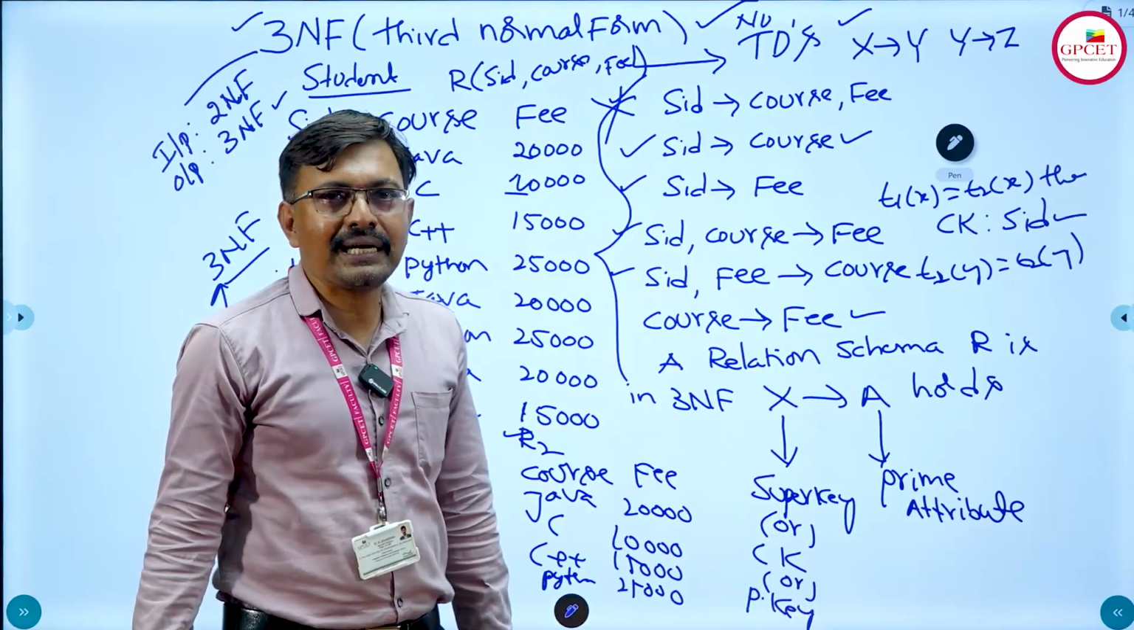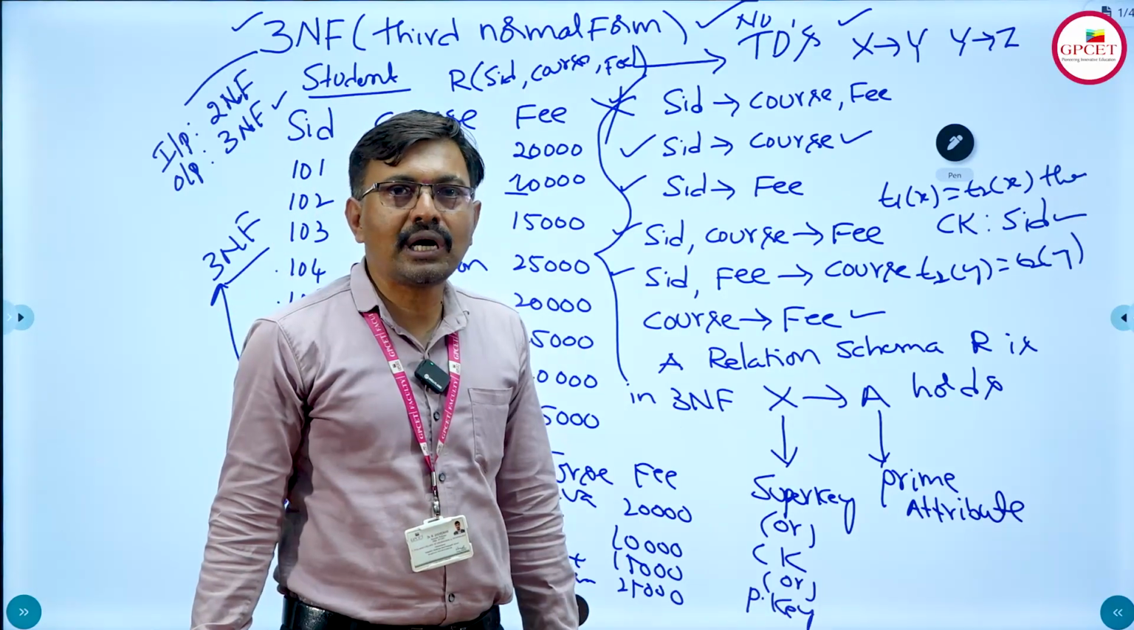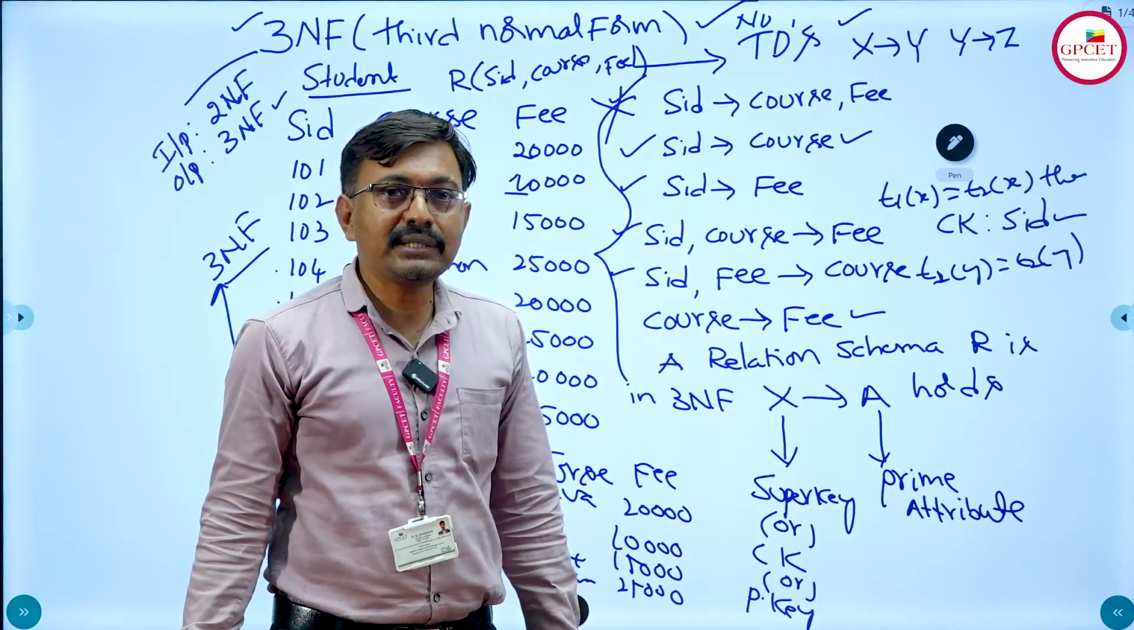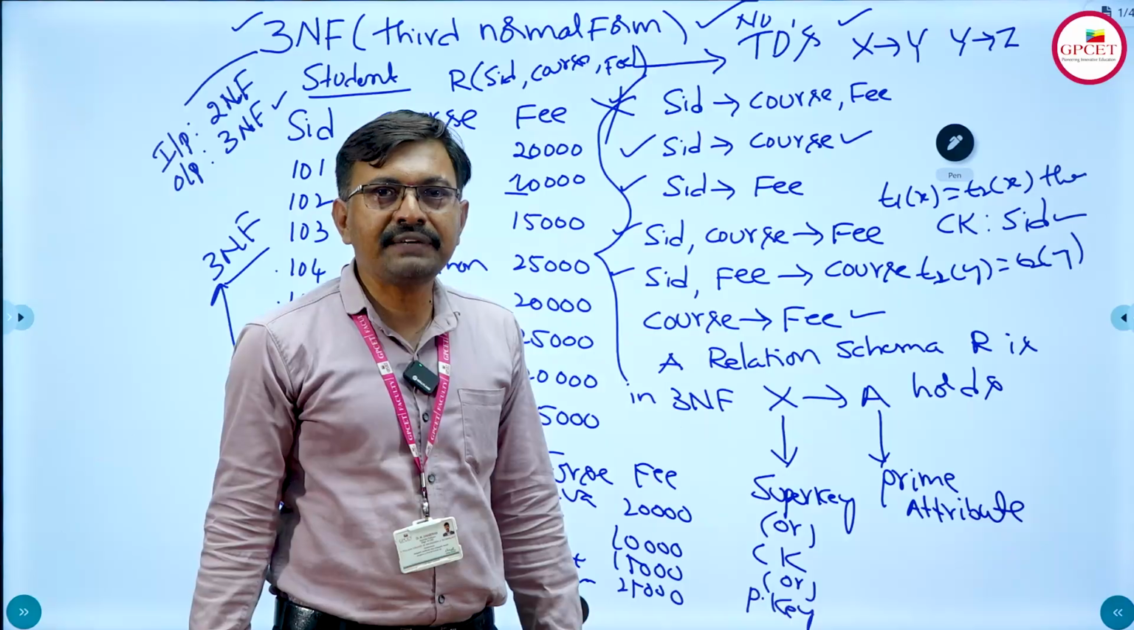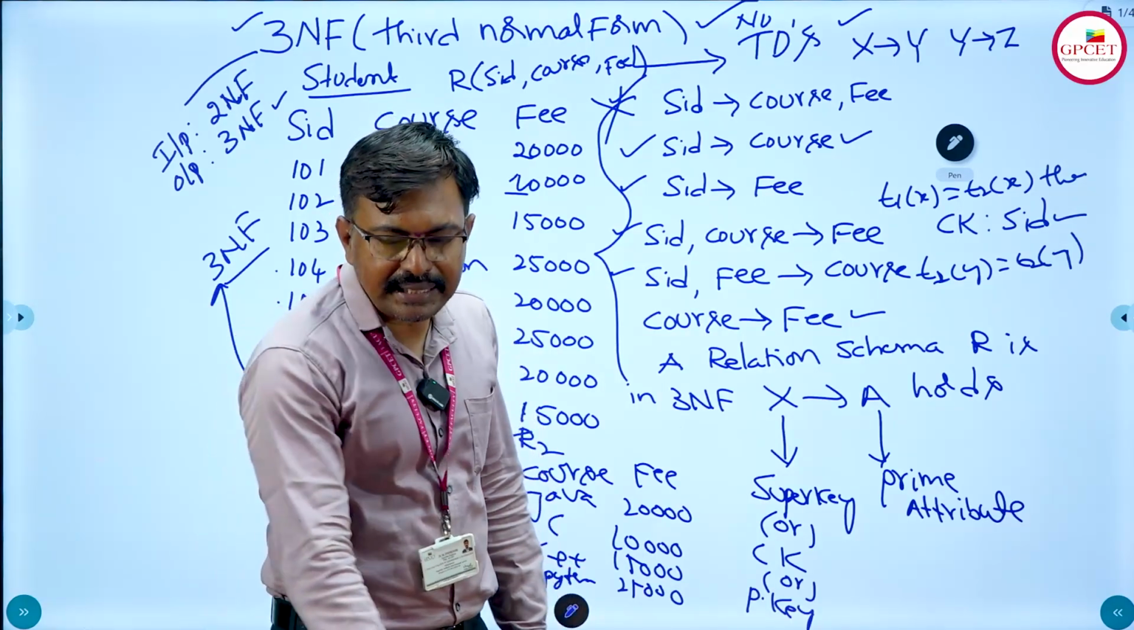Okay, in the next class, what is meant by Boyce-Codd normal form, BCNF? What are the properties of BCNF? What is the difference between 3NF and BCNF? That we will see in the next class. Thank you.